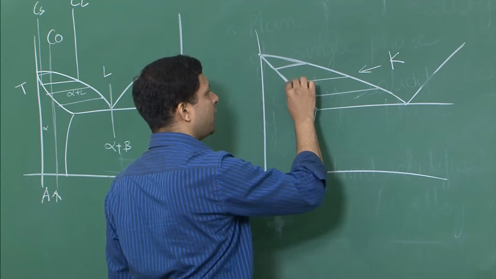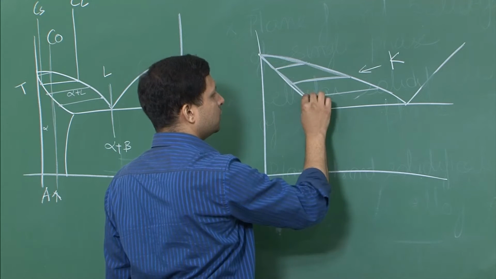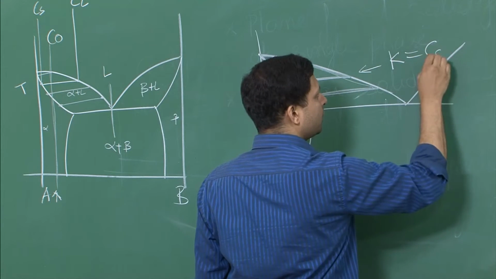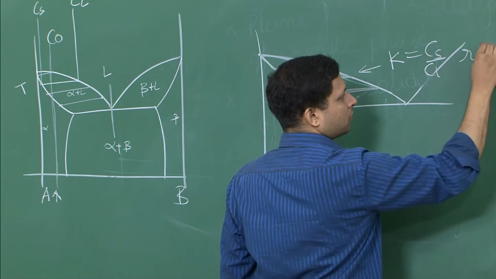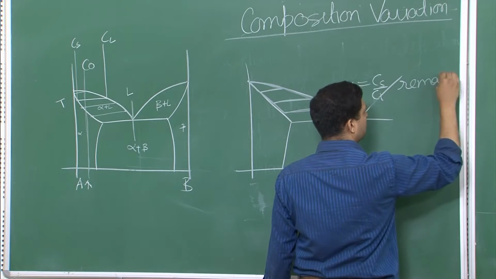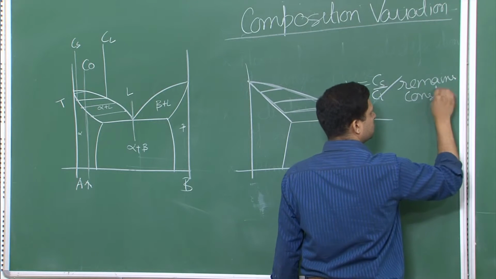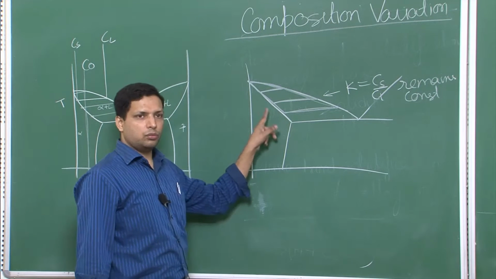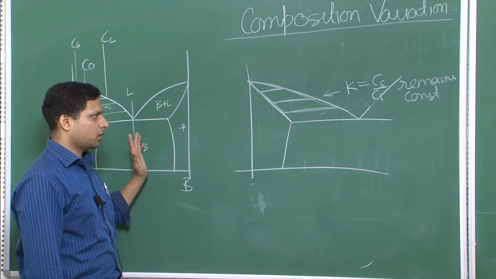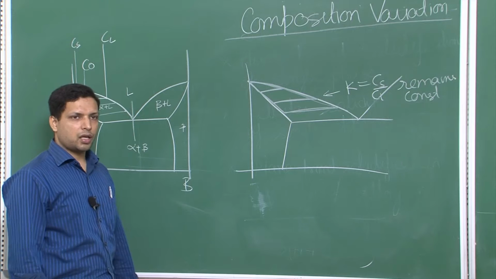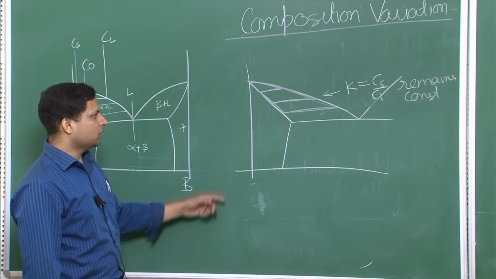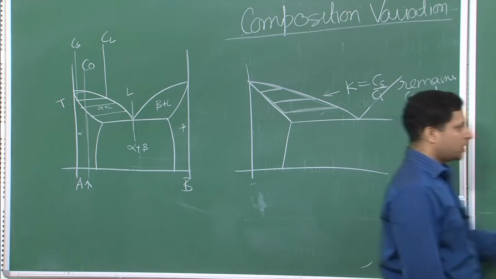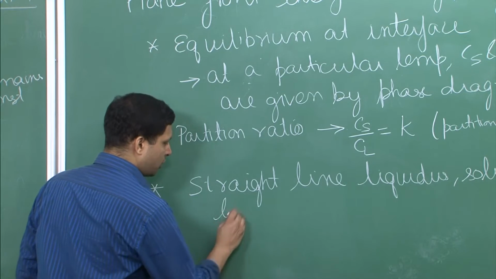So, this is a similar triangle, this is a similar triangle, this is a similar triangle, and therefore K will equal Cs by Cl, and it remains constant. That is why, for our understanding and for formulating the relations, we assume that the solidus and liquidus are straight lines. So, the straight line liquidus and solidus lead to constant K.